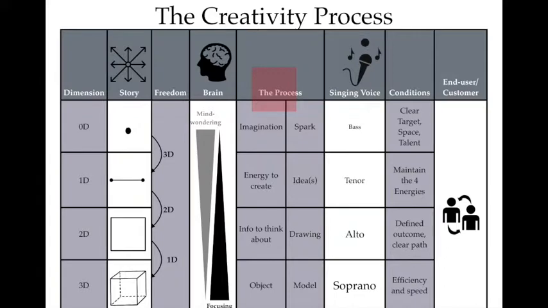In the process angle here, you start with just the imagination part, to imagine the solution. You need just a spark. Then you go into creating more energy to create ideas. Then you get more ideas and you have to think about it, so you can draw something, you can put something in place. Finally, at the end, you create an objective model.